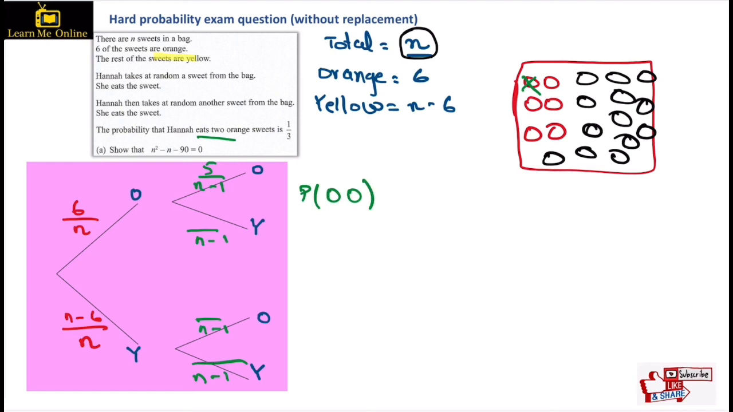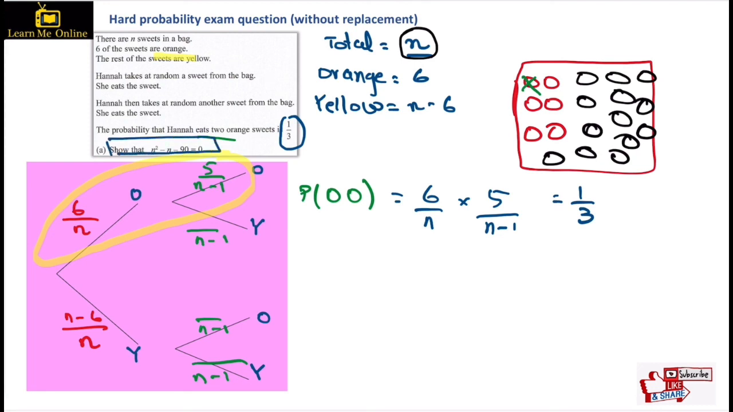We don't need to fill in the remaining information. It's not needed. So I'm going to choose this combination where we have 2 orange, and we're going to multiply them together. So 6 over n times 5 over n minus 1. And this says that the probability of getting 2 orange sweets equals 1/3. So I'm going to make the whole thing equal to 1/3. When you do the simplification, you should come out with this.